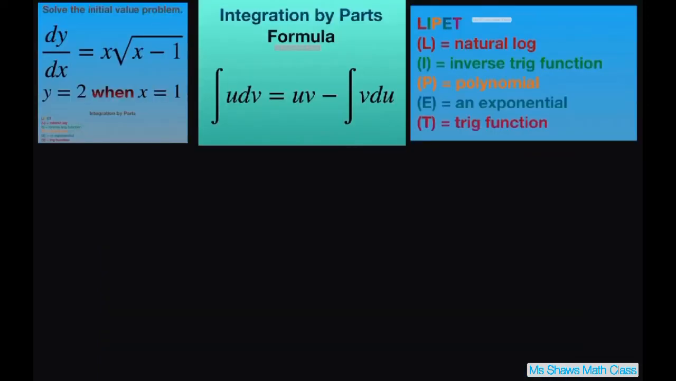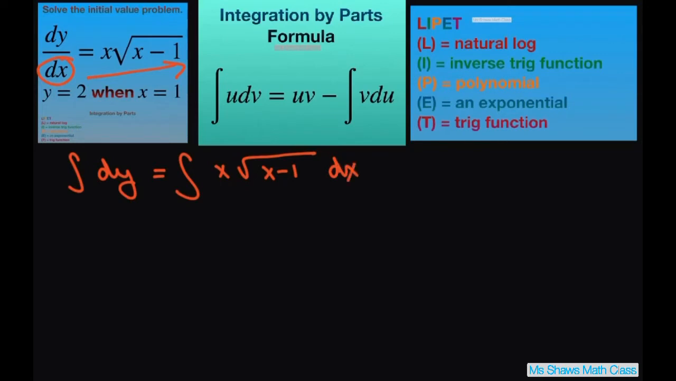So when we're looking for integration, let's go ahead and integrate both sides. So we have the integral of dy equals the integral of x times the square root of x minus 1. And I'm just cross multiplying here, so this is going to be dx here.